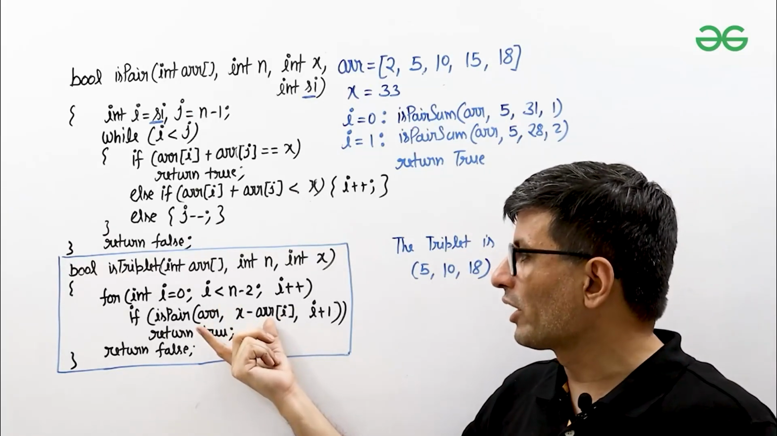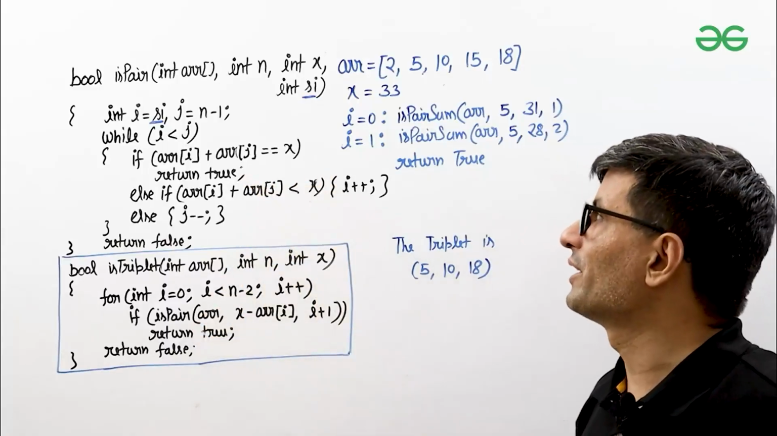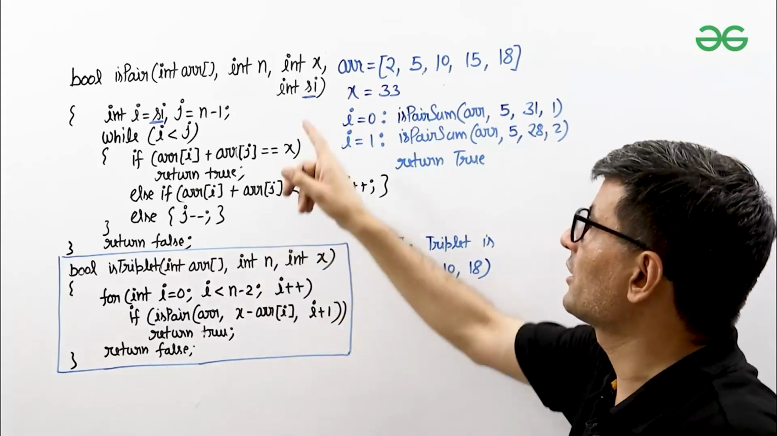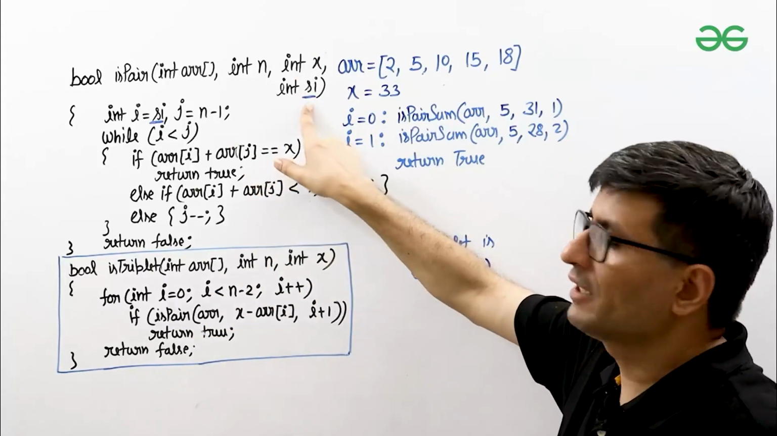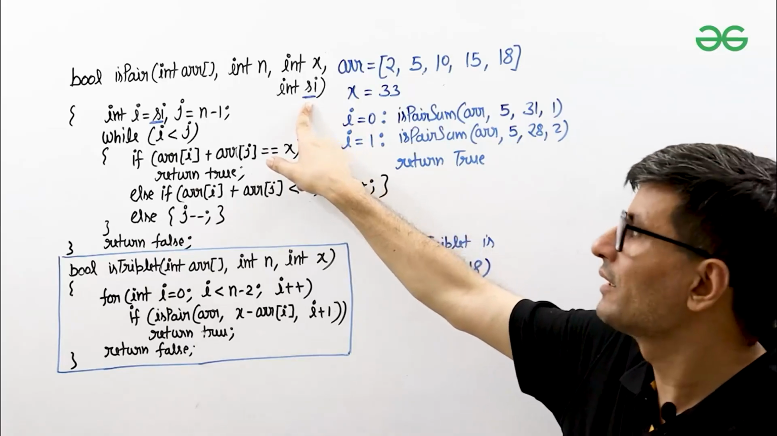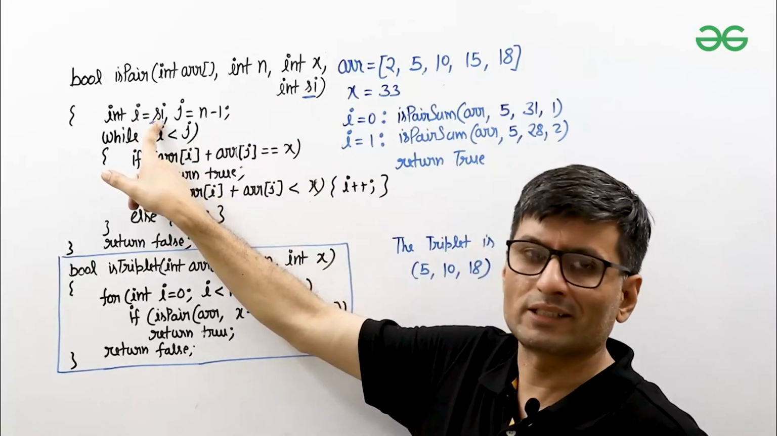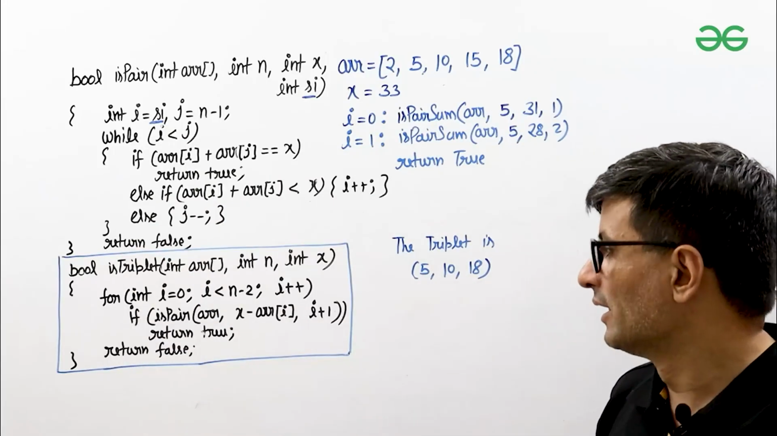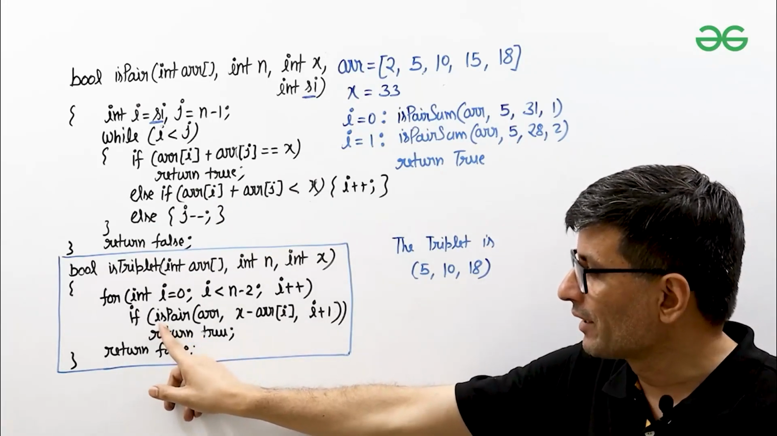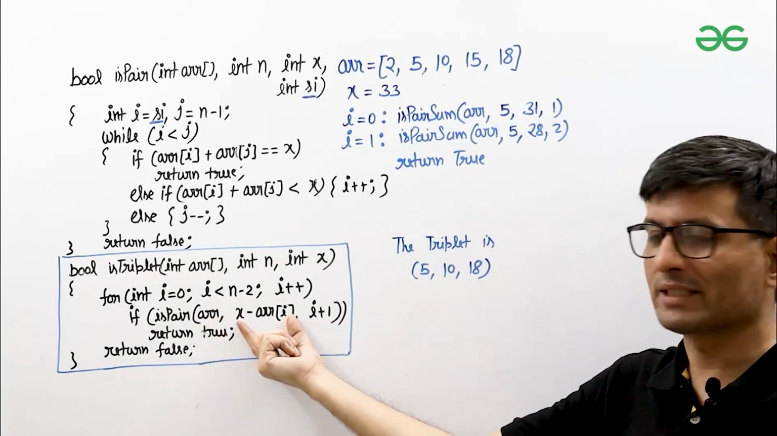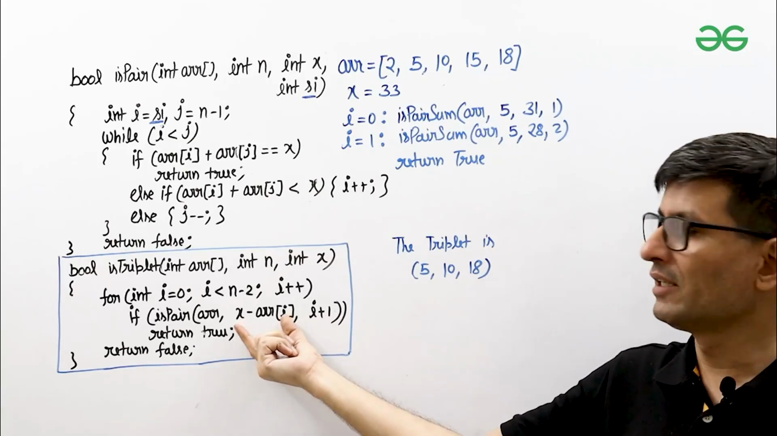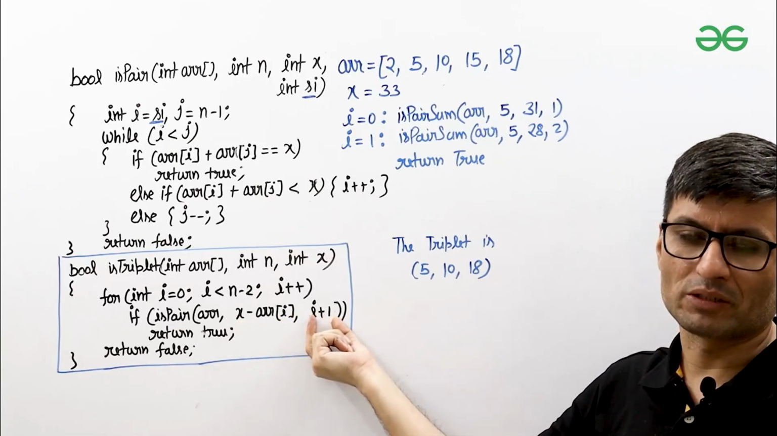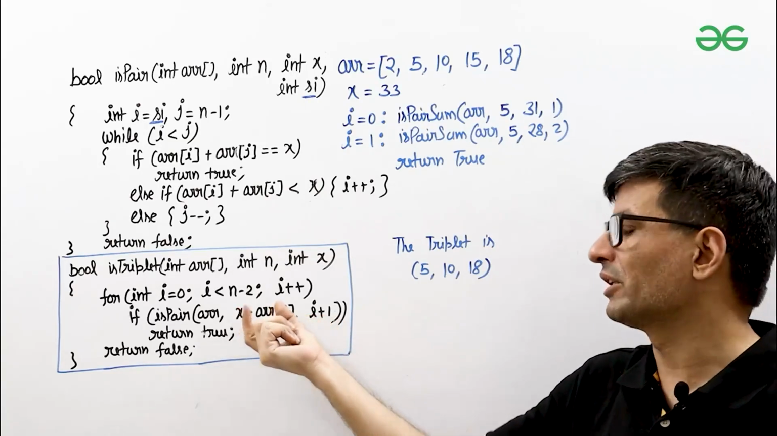And we are simply calling isPair. isPair we have already discussed. The only difference here in this isPair implementation is we have an additional parameter, starting index, and i is initialized as the starting index instead of 0. In normal isPair, it was initialized as 0. So what we do, we call isPair for arr and sum as x minus arr[i] and starting index as i plus 1. Basically on the right side and sum reduced.